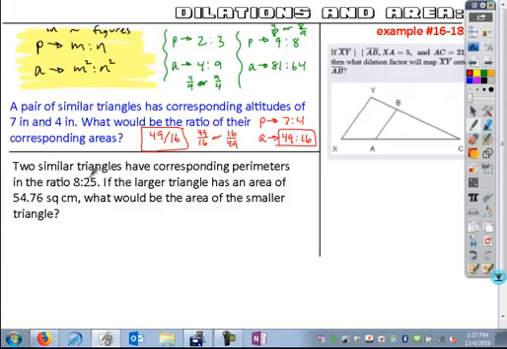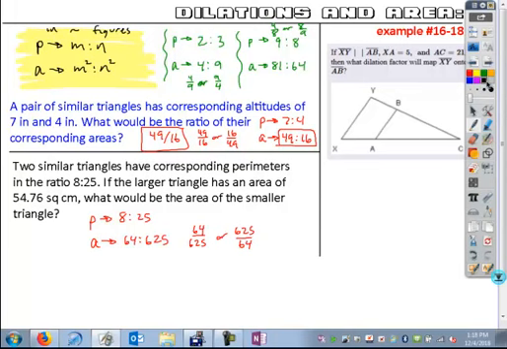So here, if you're told that 2 similar triangles have corresponding perimeters, which are one-dimensional measurements, so we're told that the parts have a ratio of 8 to 25. That means that their areas are going to be the squares of that, so 8 squared to 25 squared. So the conversion factor is either 64 over 625 or 625 over 64.